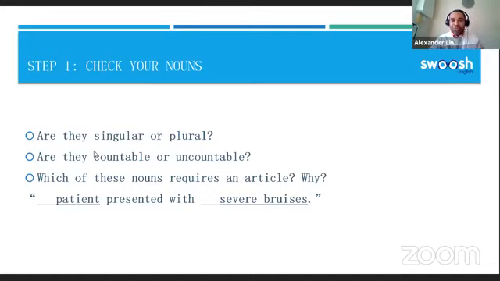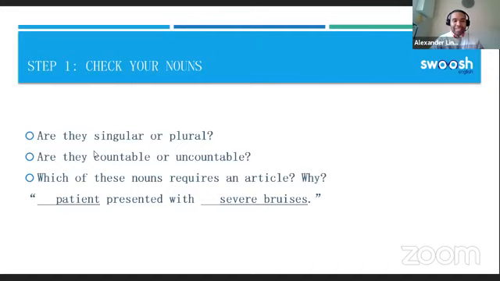So anyone else want to give their responses to what they think? The patient presented with severe bruises. Great, that's Christina's response. Do we agree with Christina? Do we think she's got it right? Michael agrees. The patient. Good.